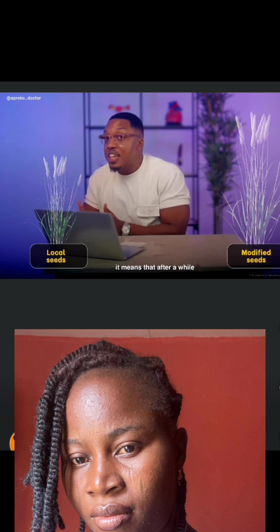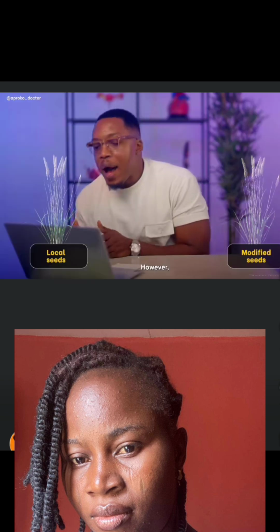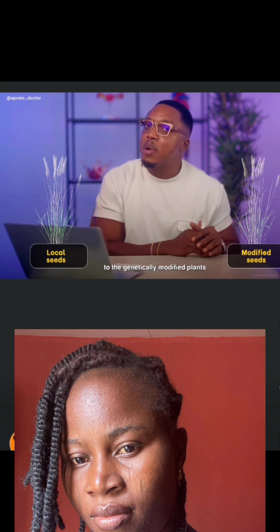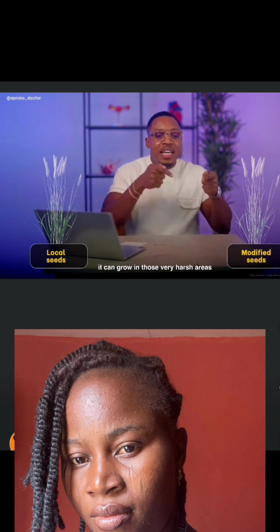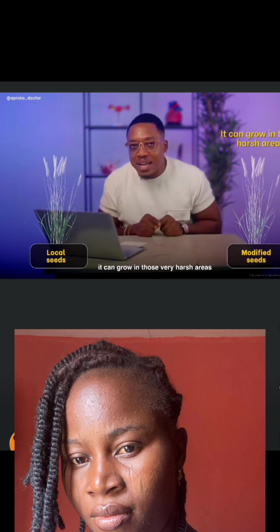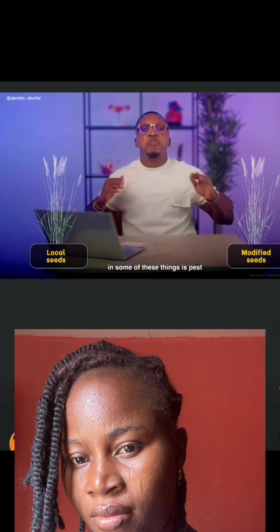If this particular modified seed is the sterile kind, it means that after a while, his seeds might not be able to grow anymore. You have taken that choice away from that local farmer. So yes, it can affect local farming. However, there are other upsides to the genetically modified plants. For example, there are certain areas where you don't have enough rain. Everywhere is always dry, dry, dry. Some of these modified seeds have been genetically modified in such a way that they can grow in those very harsh areas. Another reason why there's also genetic modification in some of these things is pests.